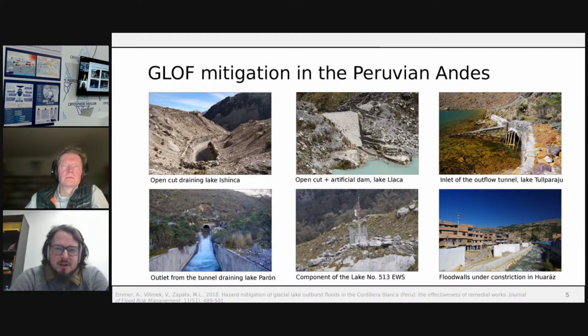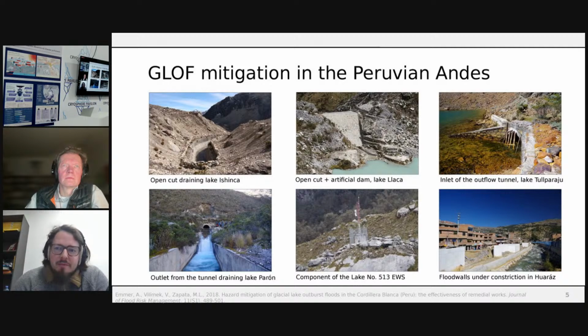Here I have a number of examples from the Peruvian Andes. The first one is the open cut through the moraine dam of Lake Ishinca. So what is the purpose of this mitigation measure? To lower the lake level, which means to reduce the volume of the lake and reduce the volume of water that is available for potential flood. Open cuts are frequently combined with artificial dams, which is my second example of Lake Yanaraju. Artificial dams are used to increase the freeboard of the dam, preventing the overtopping of it.